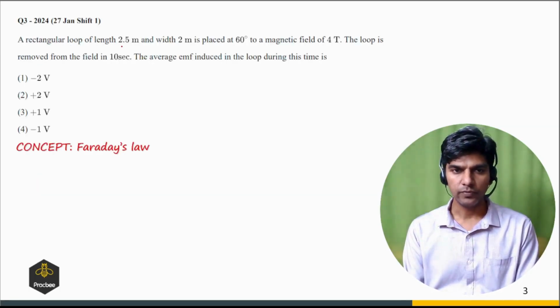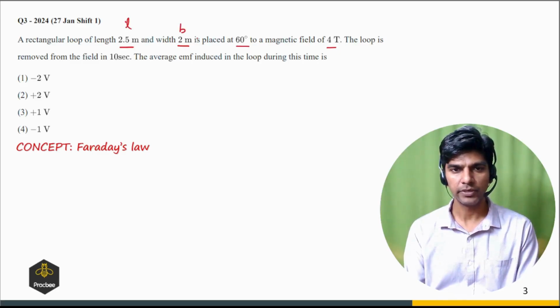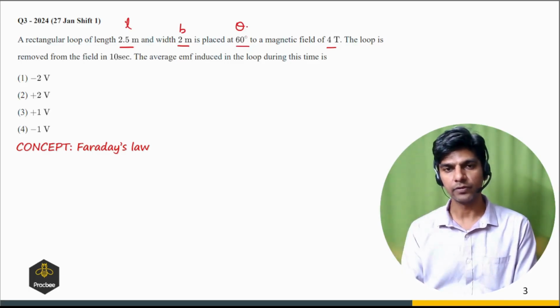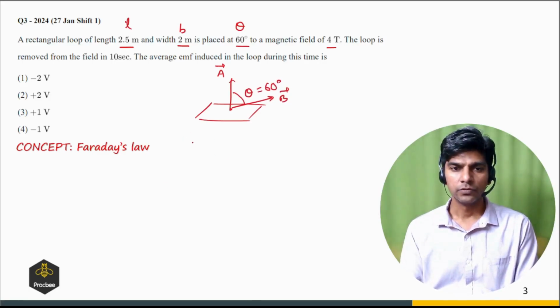A rectangular loop of length 2.5 meter, width 2 meter is placed at 60 degree to the magnetic field of 4 Tesla. So this is L, and this will be breadth, and this is the angle. So I'm assuming this angle is the angle between the area vector and the magnetic field. So if this is the area, and this will be the area vector, and this is the magnetic field, I'm taking this angle as theta. So we can say the induced EMF.